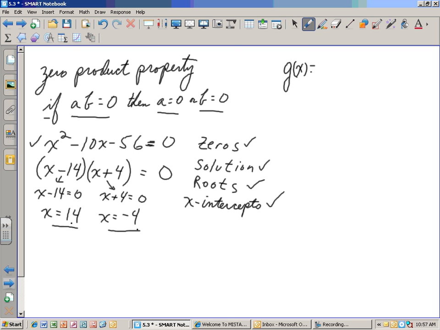Let's take g of x equals 6x squared plus 20x minus 16. We're looking to find the zeros. Use the zero product property to find the zeros. We're looking for where this crosses the x-axis, so we'll set the equation equal to 0.